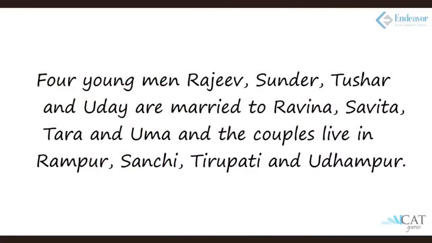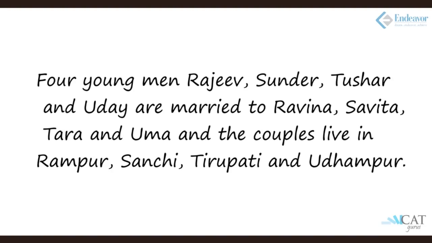For example, let's consider this first example where there are 4 young men who are married, the names of their wives are given, and the city where these couples live is also given. To add to the confusion, all the 4 of them have their name initials as R, S, T and U. So there is Rajiv, Sundar, Tushar and Uday. They are married to Ravina, Savita, Tara and Uma. And they come from Rampur, Sanchi, Tirupati and Udhampur, and all of them are R, S, T and U.